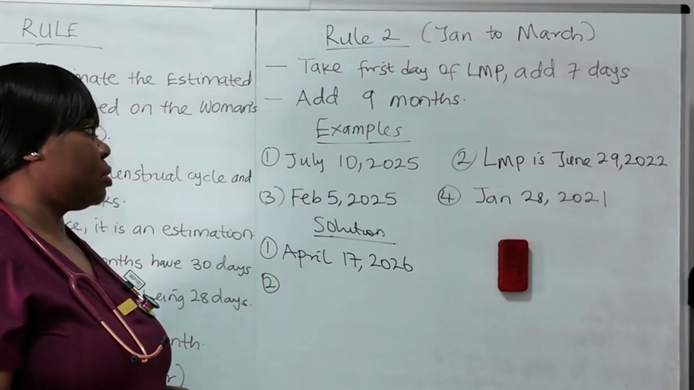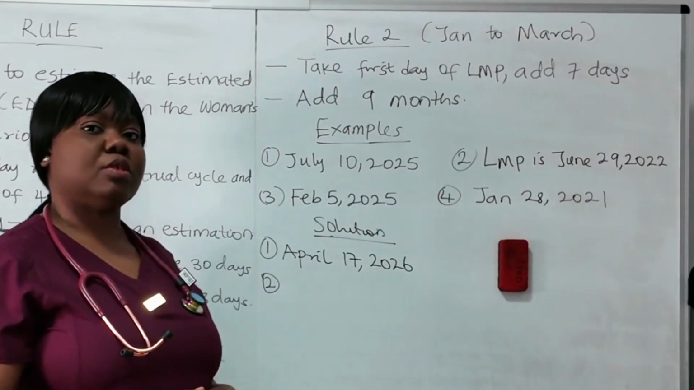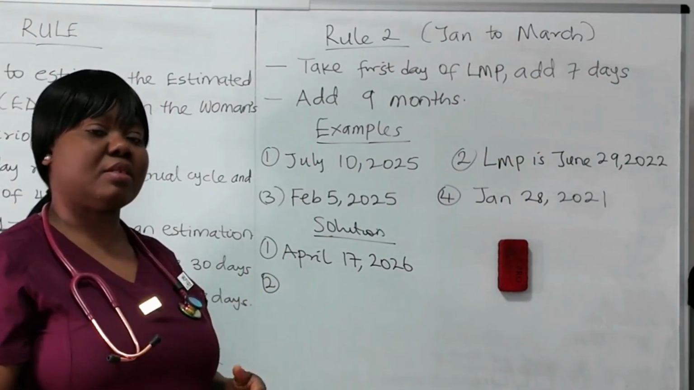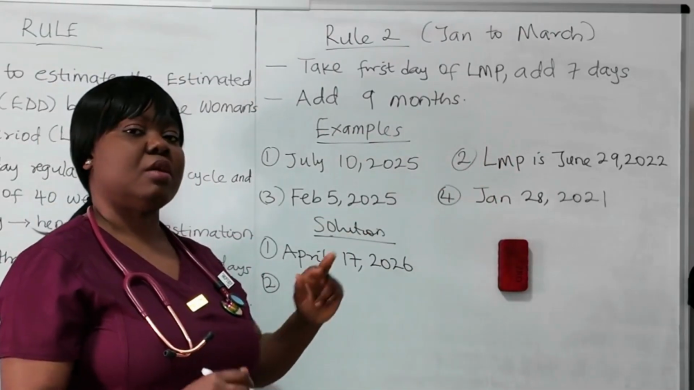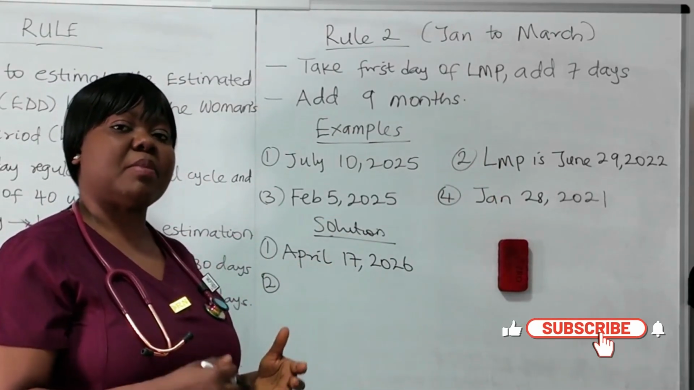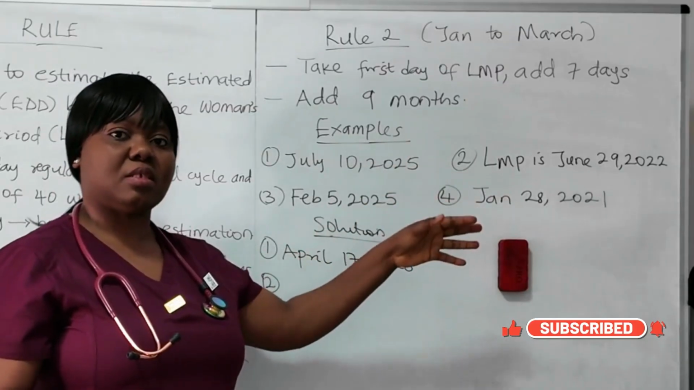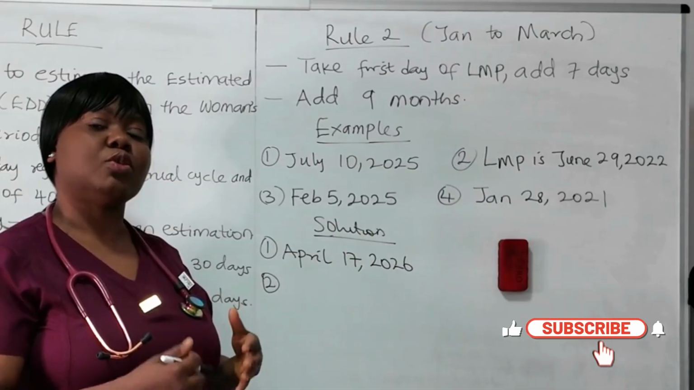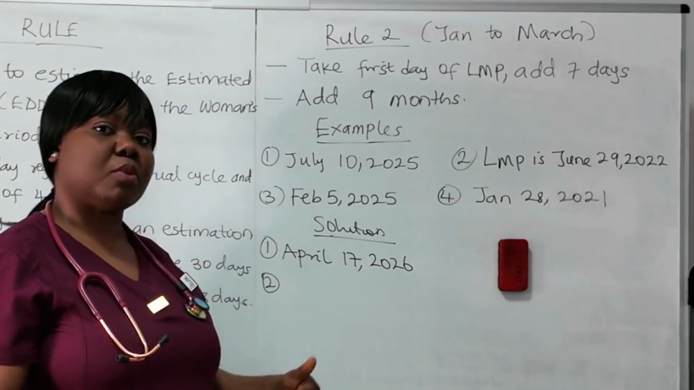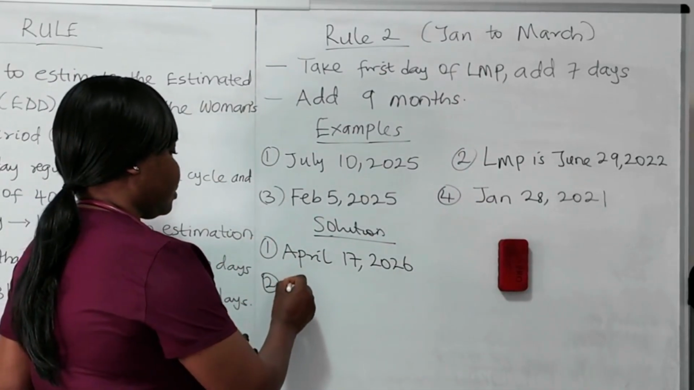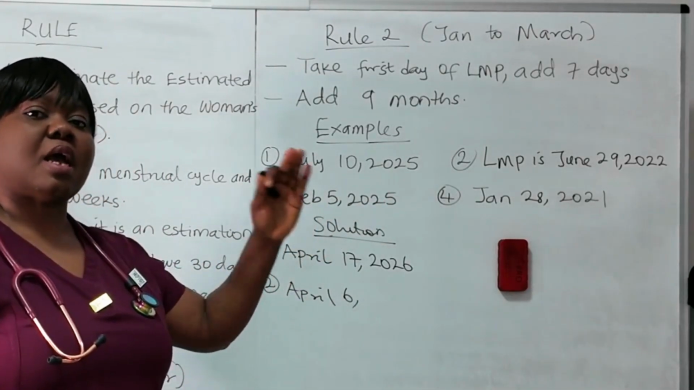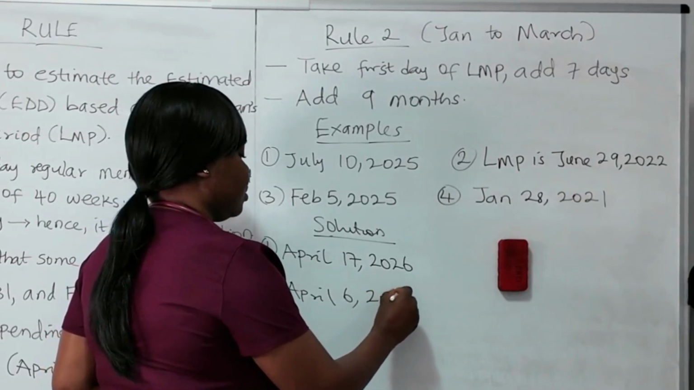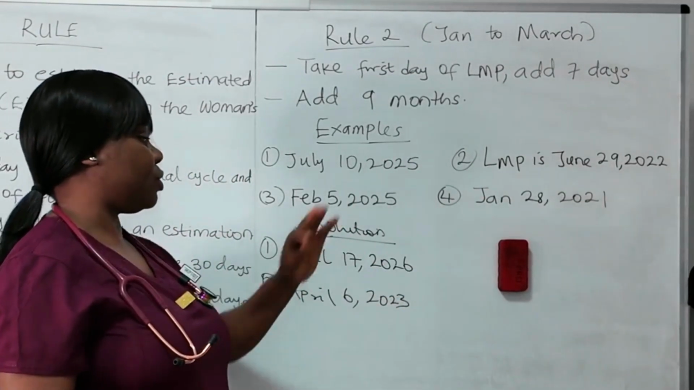Now for the second one, the LMP is June 29, 2022. So June is within the period of April to December. We're subtracting 3 months, we're adding 7 days. So if we add 7 days to this, remember that 30 days had September, April, June, so June ends with 30. If we add 7 days to June 29, we'll be having July 6th. Now if we remove 3 months, we'll be back with April 6th. And it says add 1 year. So if it is 2022, it becomes 2023. So that will be the answer for the second one.